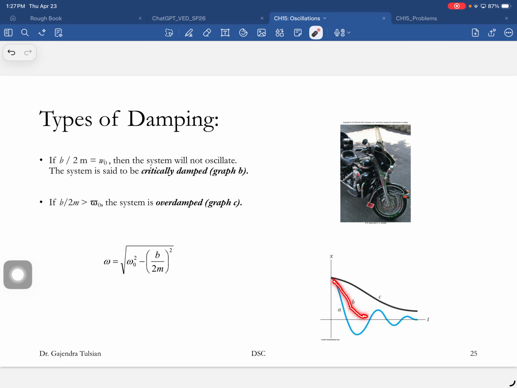That's the value for B such that the wheel comes right back to the road. This is B less than that, and so you have some oscillations. And this is B too large, and the wheel is not even coming back to the road. Of course, you don't want that. So this is critical damping, this is under damping, this is over damping. Anyway, this is the frequency of oscillation without friction, and with friction, the frequency of oscillation decreased.